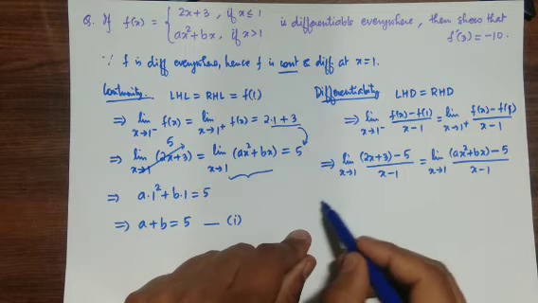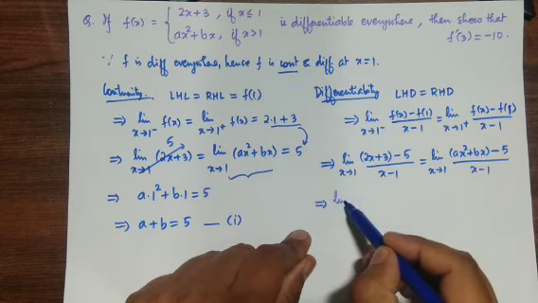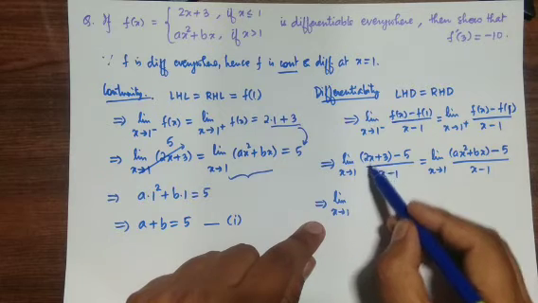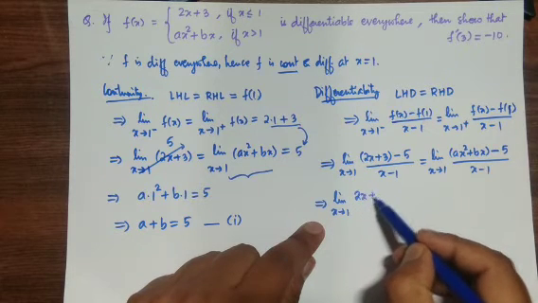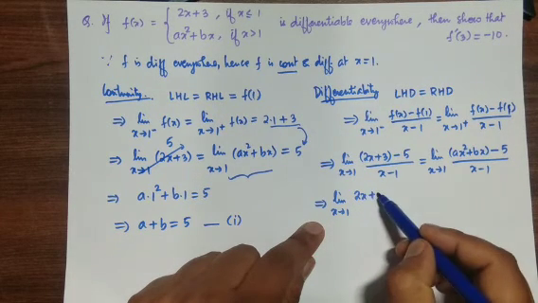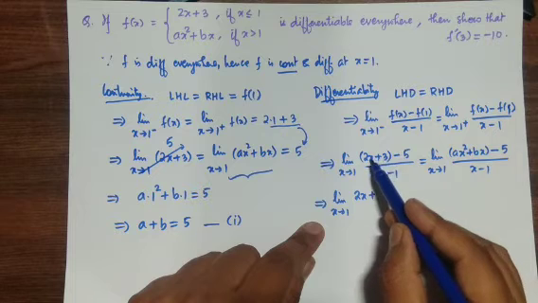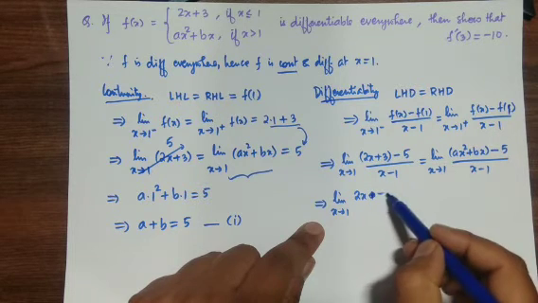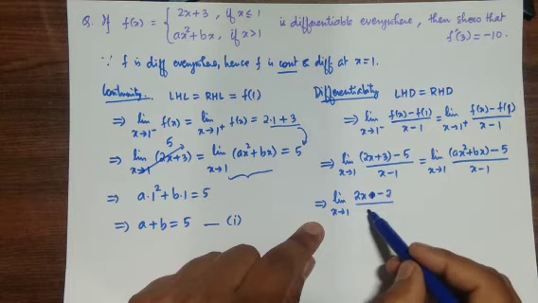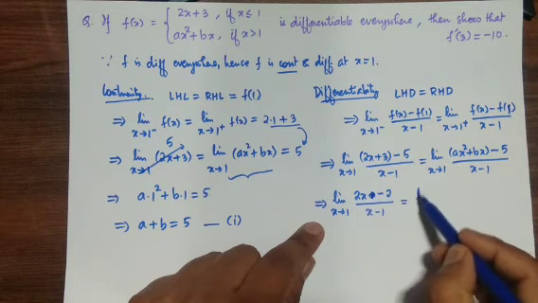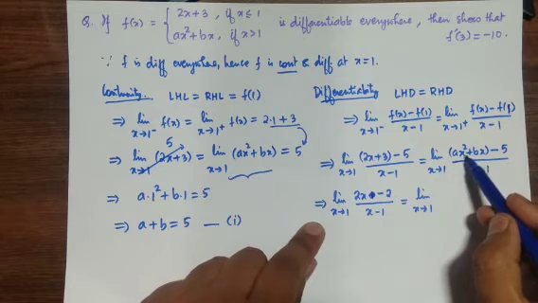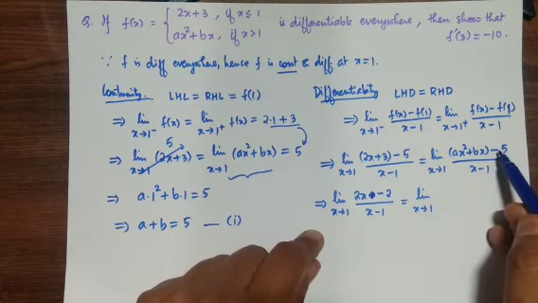Now let us simplify this further. So we have limit x tends to 1. So this is 2x plus 3 minus 5. So let me write it directly. 3 minus 5 is minus 2. So 2(x minus 1) over x minus 1 equals limit x tends to 1, and we have ax square plus bx minus 5 here.